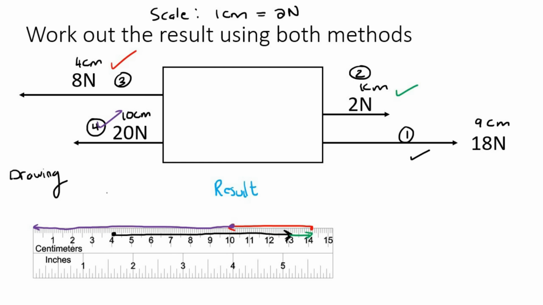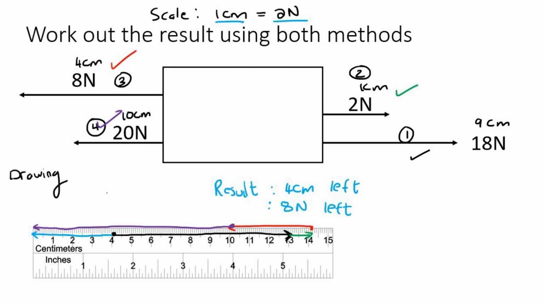Now to work out the result, you go from the beginning, which is this one, and you draw a line to the end, which is that one. So you're going to go from there to there. That's 4 centimeters to the left. So we can say 4 centimeters left. But now we mustn't give our answer in centimeters. We must give our answer in newtons. We know that 1 centimeter is the same as 2 newtons, so 4 centimeters would be 8 newtons. So we're going to say 8 newtons to the left.